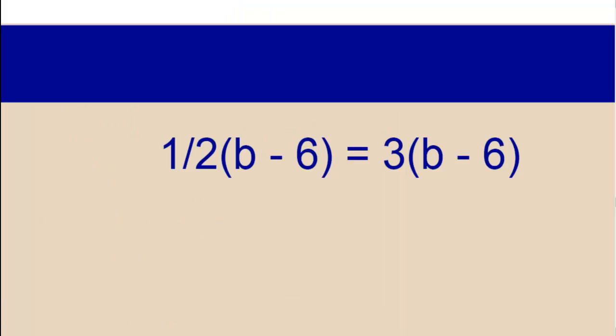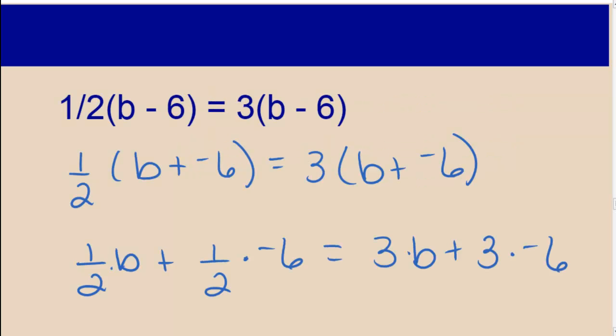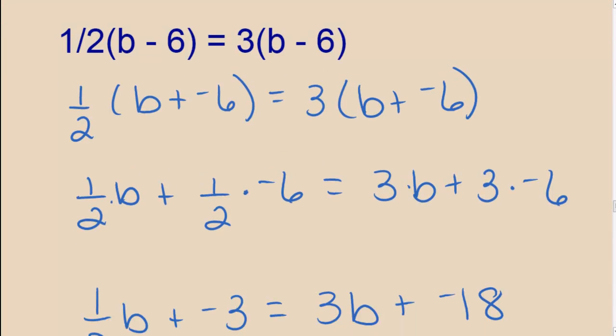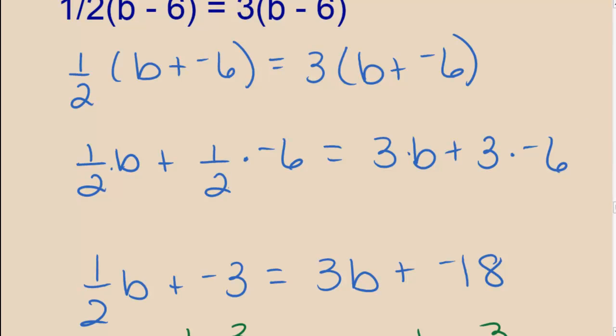Go ahead and try this next problem. So in the first step, I'm going to change subtraction to addition, and in the second step, I distribute by multiplying a half times b, a half times negative 6, 3 times b, and 3 times negative 6. In my next step, I'm going to completely finish my distribution. 1/2 b is 1/2 b. A half times negative 6 is negative 3, and I could cross cancel there. And then 3b plus 3 times negative 6 is negative 18.